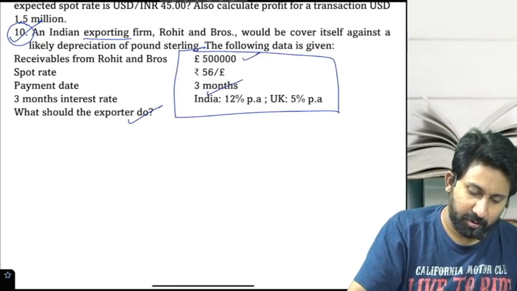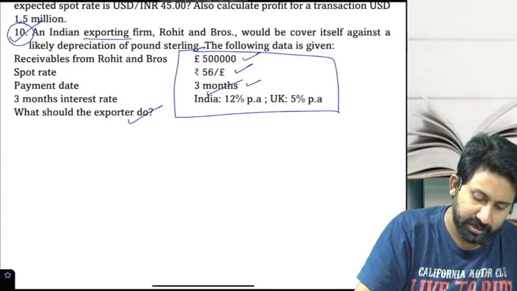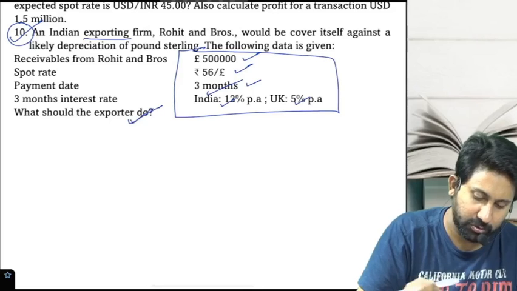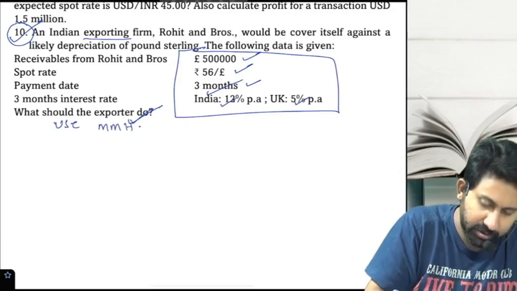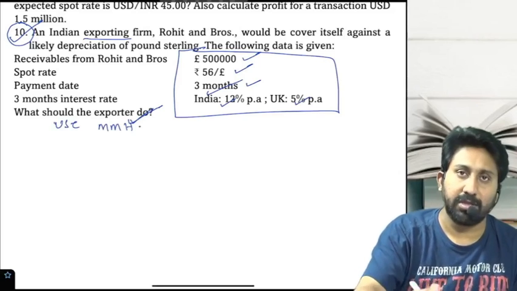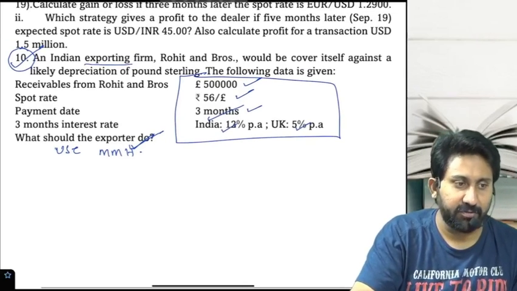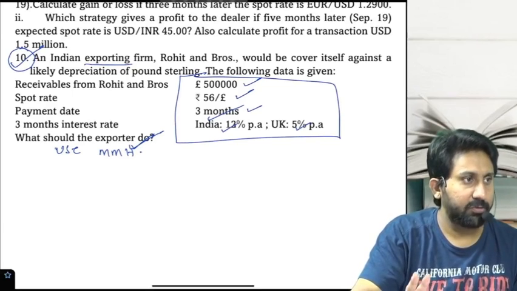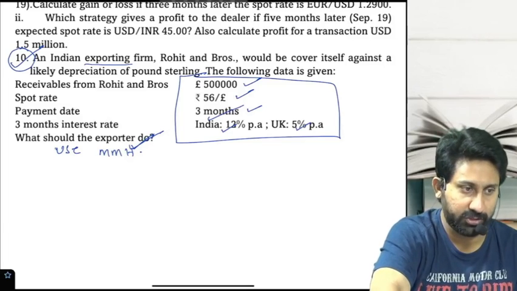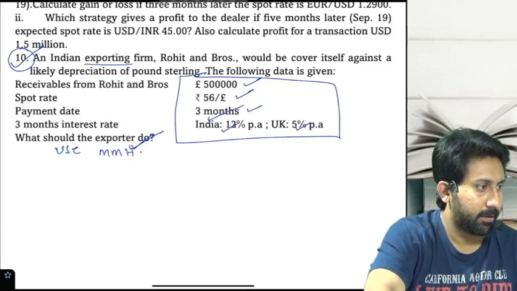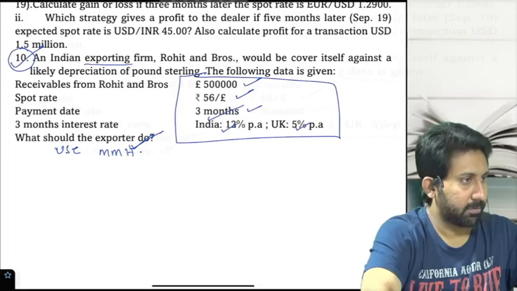Receivables 5 lakh pounds, spot rate 1 pound equal to rupees 56, 3 months interest rate in India, UK. What should the exporter do? Below, write down: use MMH. That is also there, it was not printed here. They have only given in the question: use MMH. This is the information being given. Based on this, we need to do the answer. First, read the facts once before we do the solution. So read the question.